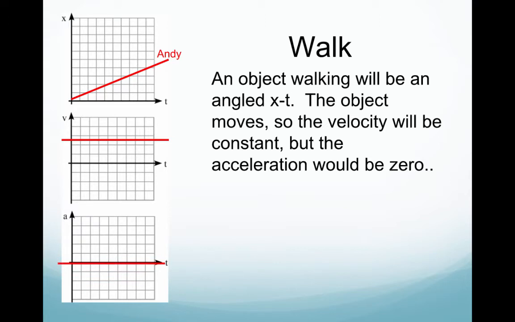Those 4 things to identify again. The starting position of Andy would be 0. He's moving in a positive direction. He has a positive velocity because the line is angling up from left to right. And he is walking.